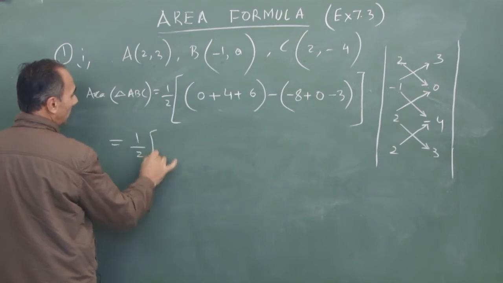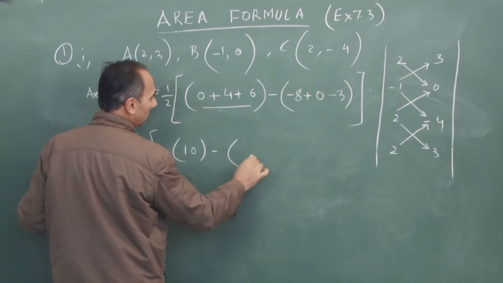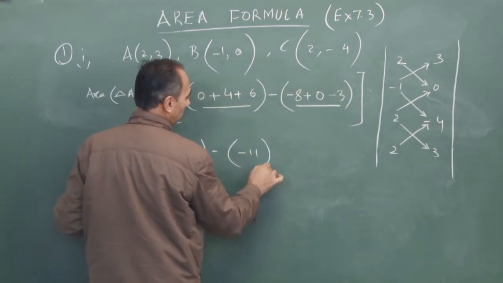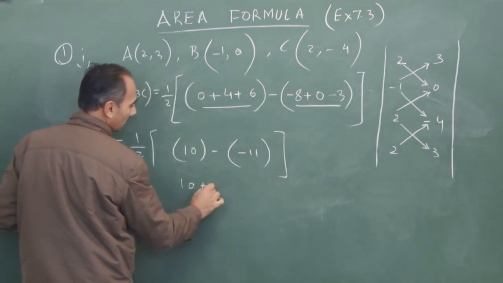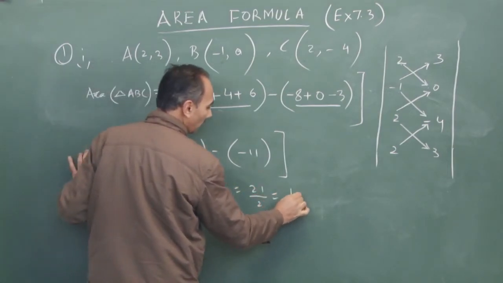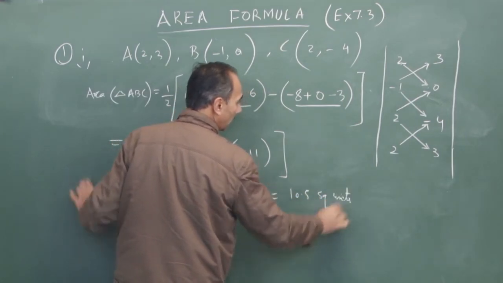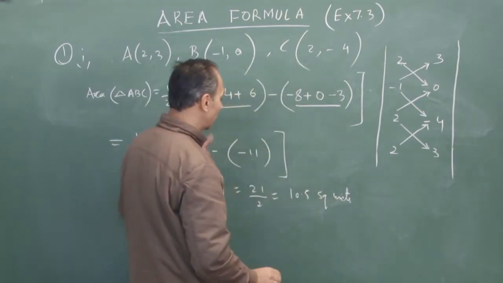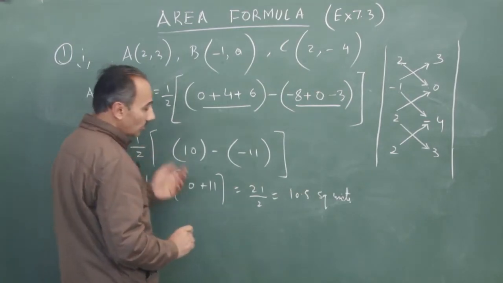So that would be area of the triangle. This is 1/2. Let's simplify this. This is simply 10. Okay, minus times, this is simply minus 11. So that would be 1/2 of 10 plus 11. And that is 21/2. That is 10.5 square units. So area of a triangle that is formed by these 3 vertices A, B, C, whose coordinates are given, is 10.5 square units. So that was one part.